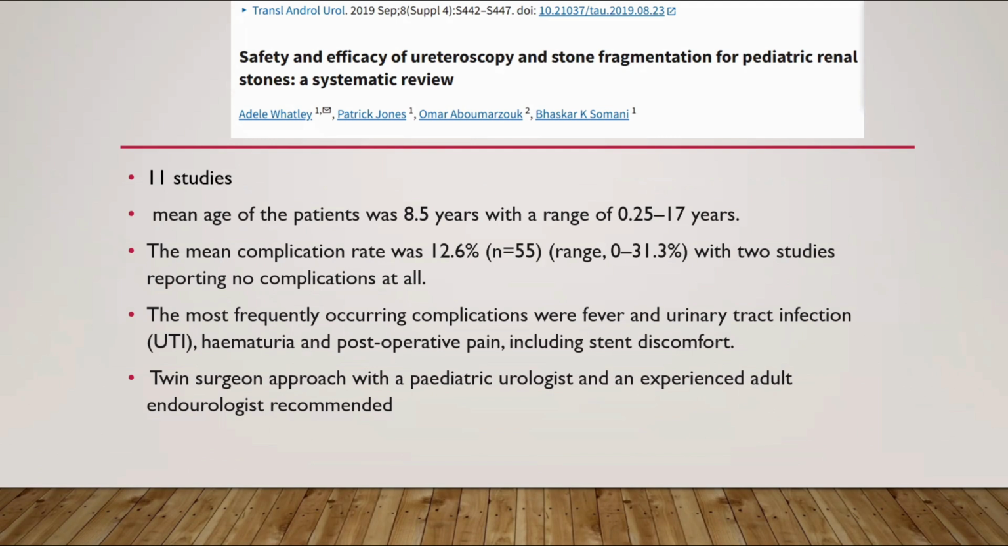In a systematic review of 11 studies looking into the safety and efficacy of ureteroscopy for pediatric renal stones, Sweeney et al. found a complication rate of 12.6%, which mainly included fever, UTIs, hematuria, and postoperative pain, including stent discomfort. And it was recommended that a twin surgeon approach with a pediatric urologist and an experienced endourologist seems the most sensible approach for achieving good results in pediatric patients.